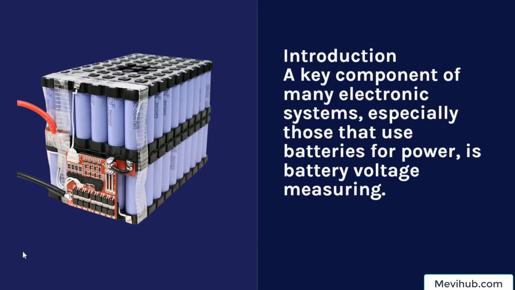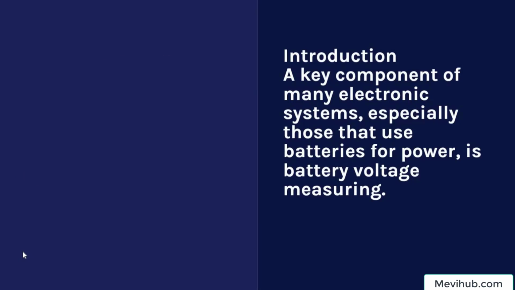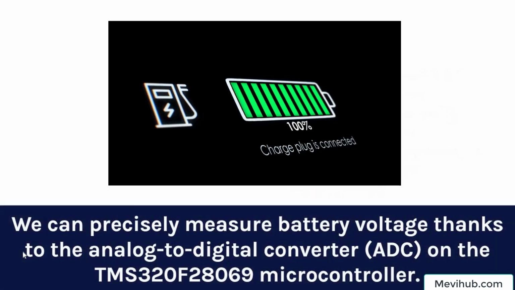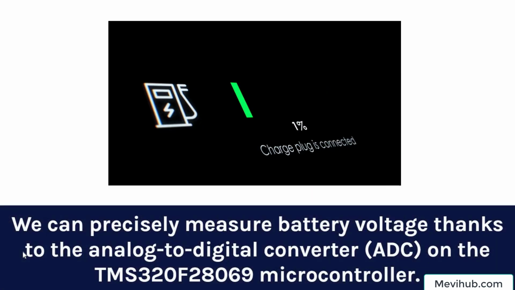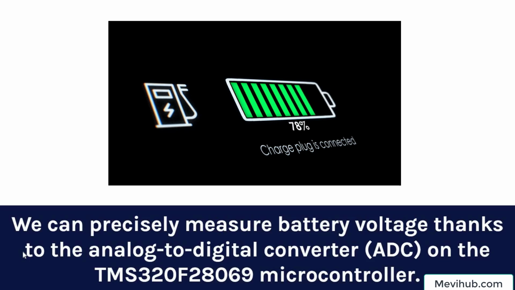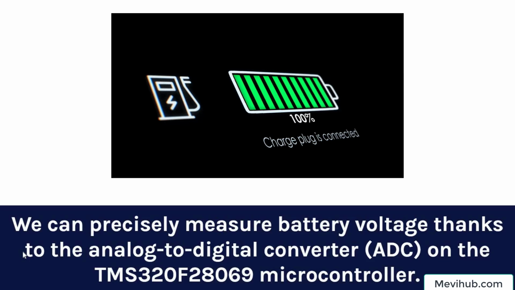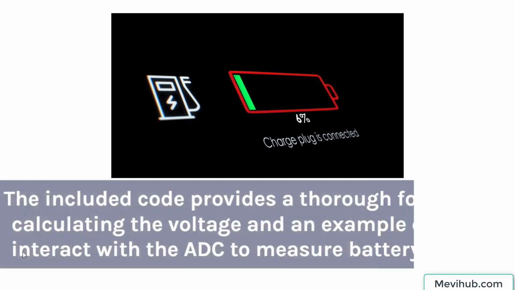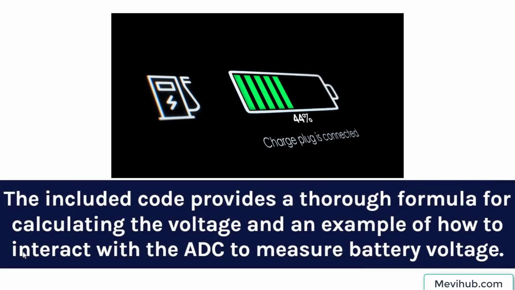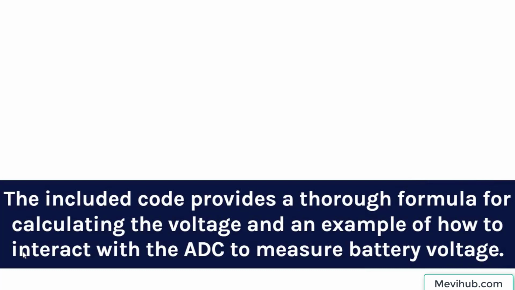Introduction. A key component of many electronic systems, especially those that use batteries for power, is battery voltage measuring. We can precisely measure battery voltage thanks to the analog to digital converter, ADC, on the TMS320 F28069 microcontroller. The included code provides a thorough formula for calculating the voltage and an example of how to interact with the ADC to measure battery voltage.